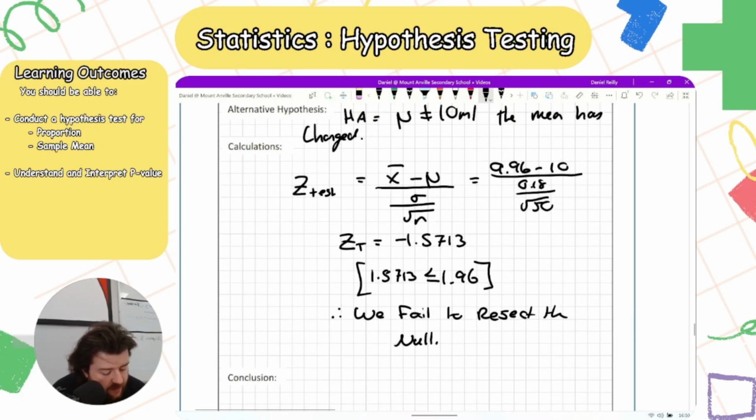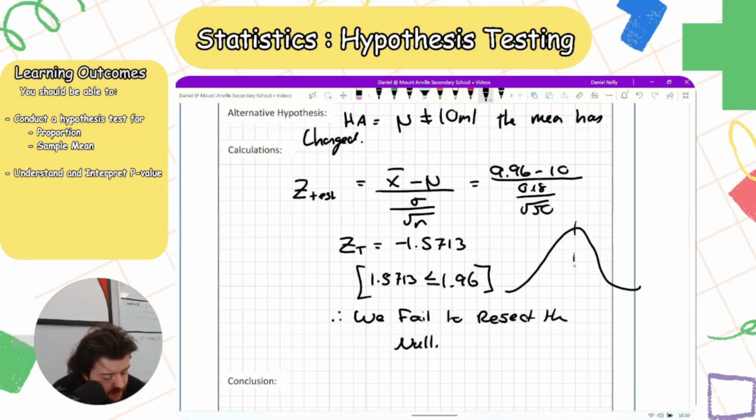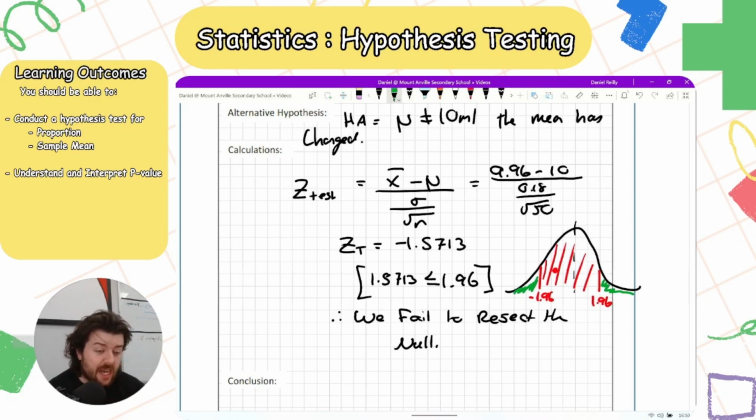Fail to reject the null, because if I drew it out here, positive 1.96, minus 1.96, minus 1.57, that is around here, right? That is within this region here. That's fine, right? It's just when we get into these little regions here, after 1.96 and before minus 1.96, that's when we have to reject it. Be careful.